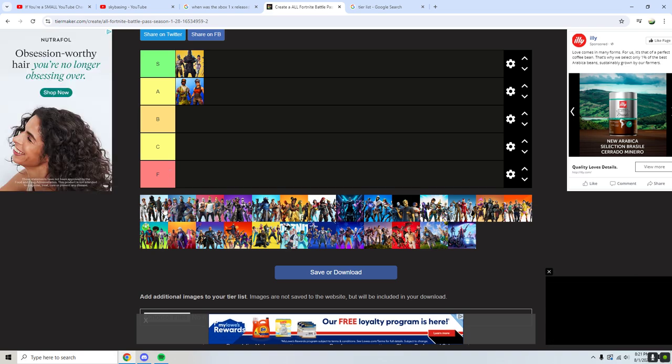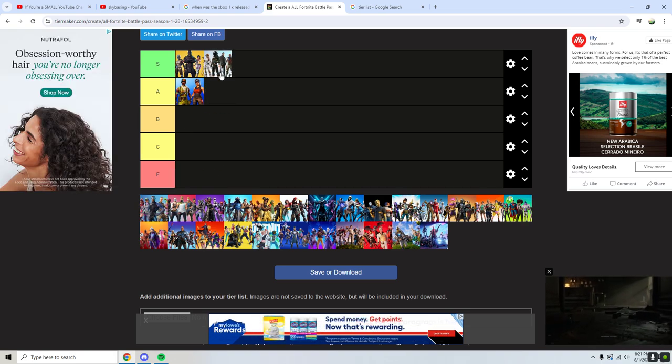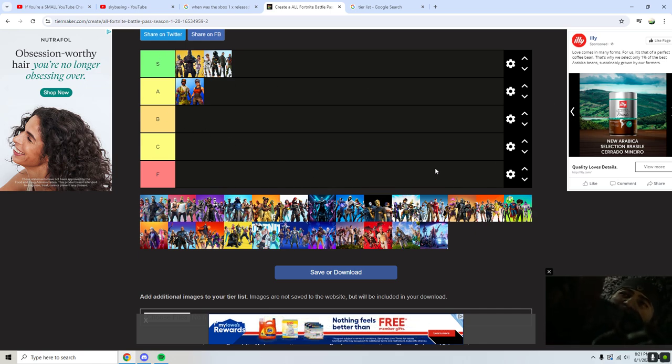Now, Chapter 1, Season 3. This has got to be another S tier. It had the Reaper, had amazing skins. Basically, all of Chapter 1, except for probably until after Season 7, were all amazing.